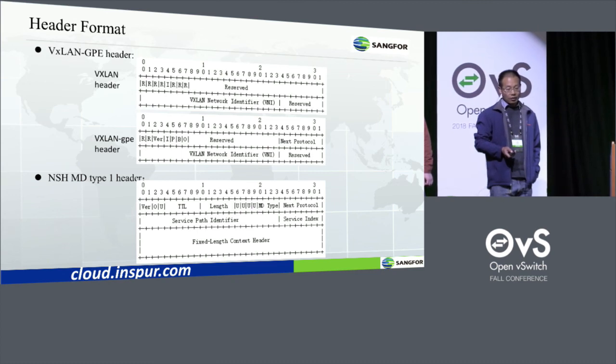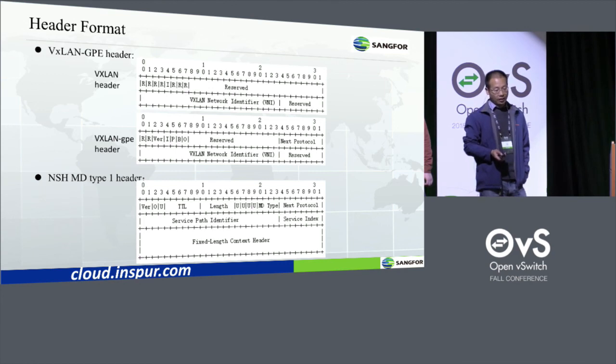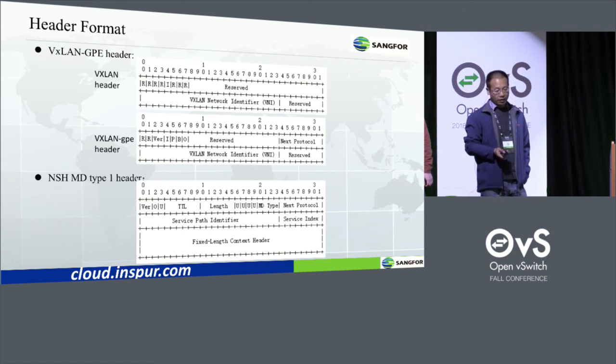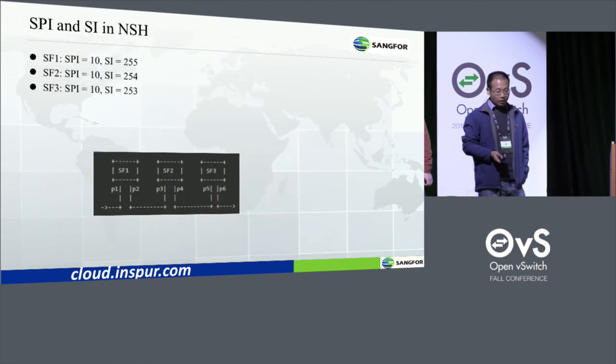For the current OVS NSH implementation, we use NSH MD type 1. Here is the header format. Total size is 24 bytes. In this header, we have TTL, MD type, next protocol, service path identifier, service index, and context header. In the context header, we have C1, C2, C3, C4.